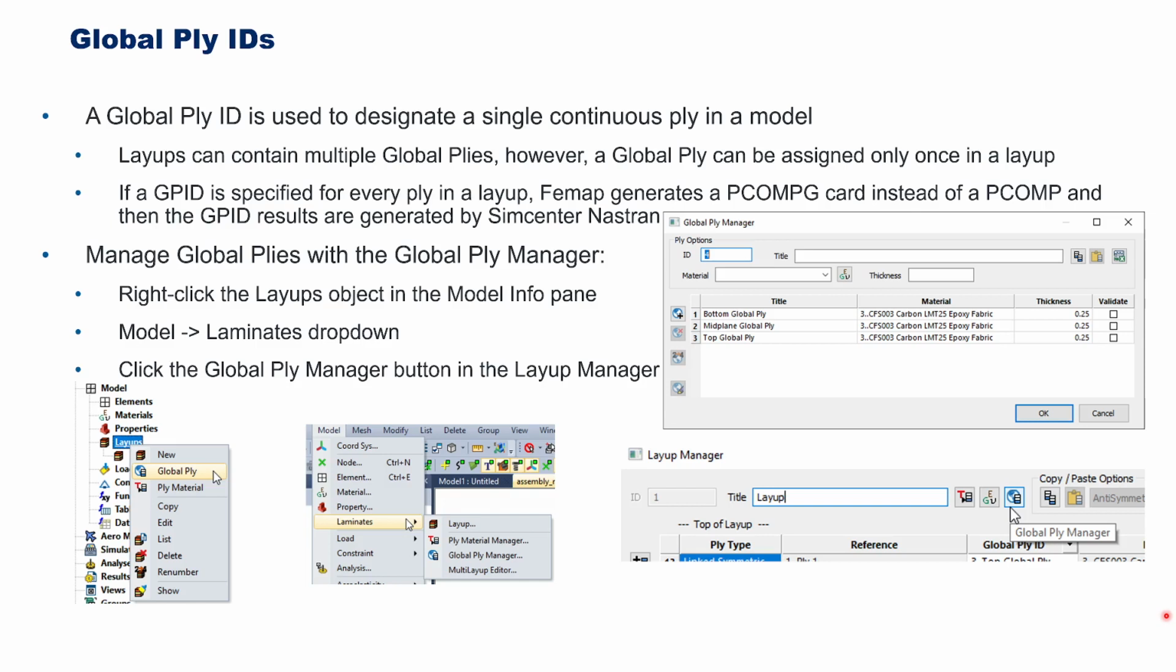There are a couple of ways to get to the global ply manager. In the model info tree, you can right click on layups and get the global ply manager. You can go to the menu options for Model, Laminates, Global Ply Manager. And if you're in the layup manager already, you've got the little icon right here. Again, kind of intuitive, it's got a picture of a globe. Click on that to get to the global ply manager.